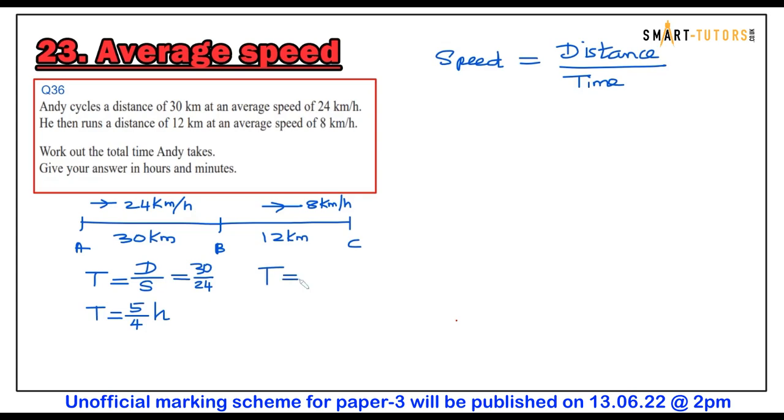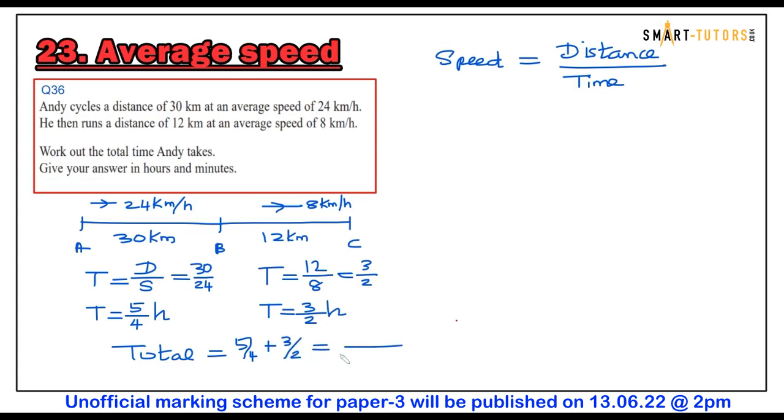Here time equals distance 12 over speed 8. Divide by 4: 4 times 3, 4 times 2. So time equals 3 over 2 hours. So total time is 5 over 4 plus 3 over 2, and that is 5 plus 6 over 4. So that is going to be 11 over 4 hours.